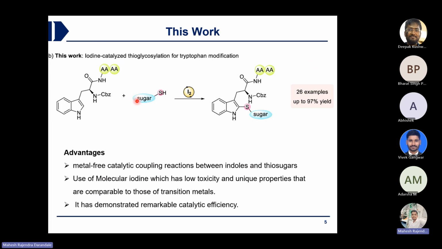The advantage of these methods is that they have presented a metal-catalyst-free coupling reaction between indoles and thiosugars. Then the use of molecular iodine, which has low toxicity and unique properties comparable to those of transition metals. They have shown that it has demonstrated remarkable catalytic efficiency.